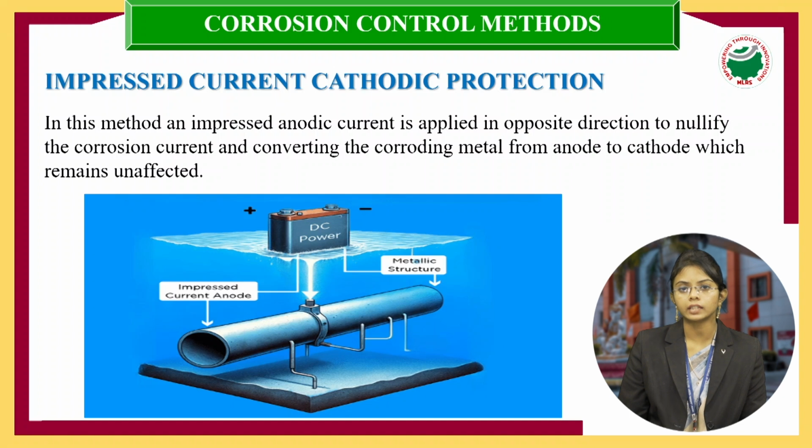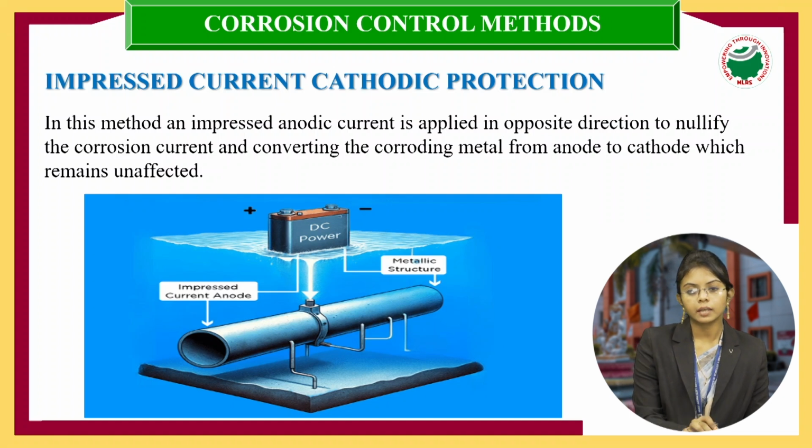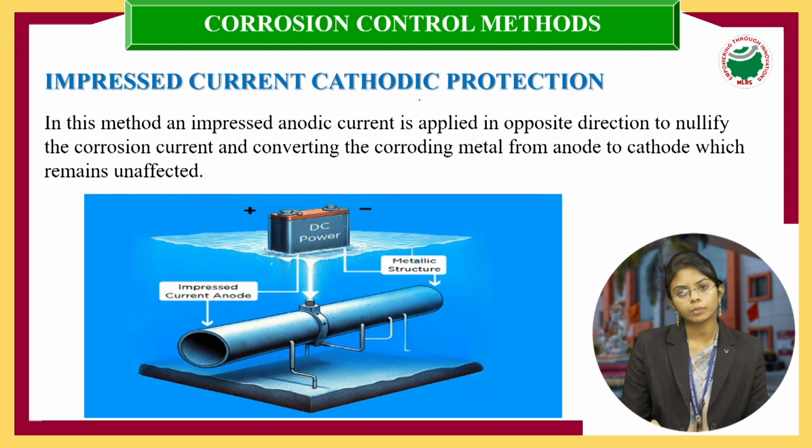Now we have the other type of method under cathodic protection, that is impressed current cathodic protection, or we also call it impressed voltage. That means we have some corrosion current, but against the corrosion current we produce an opposite current so that the metal can act as a cathode. The cathode metal will be protected.